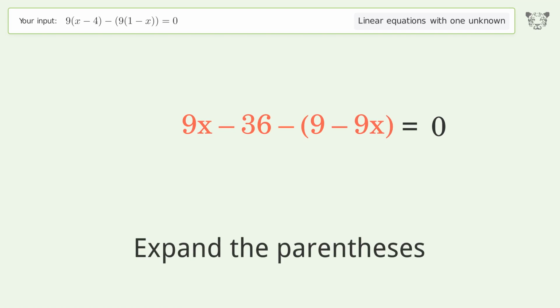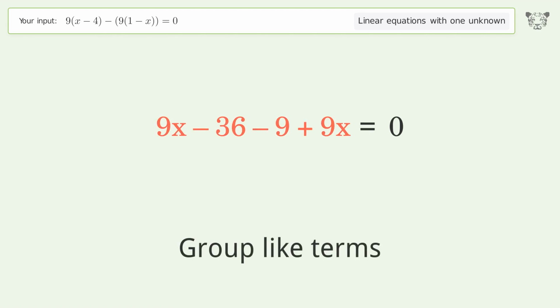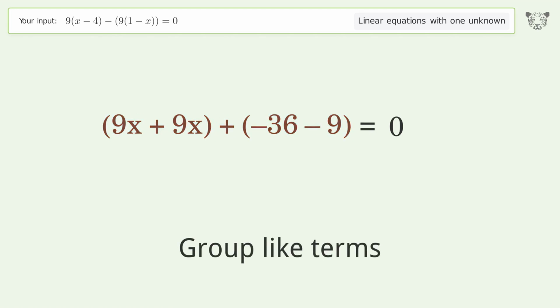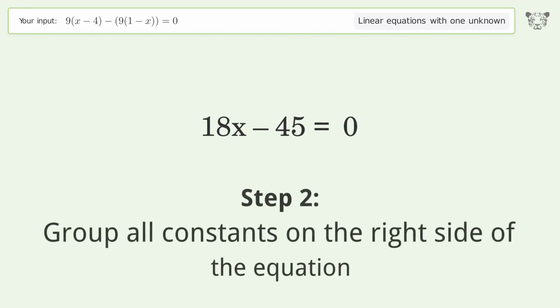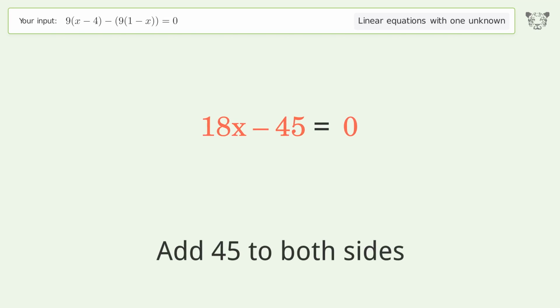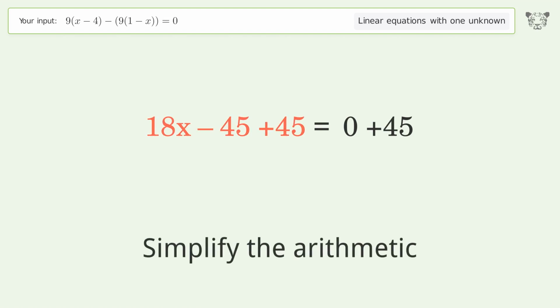Expand the parentheses. Group like terms. Simplify the arithmetic. Group all constants on the right side of the equation. Add 45 to both sides. Simplify the arithmetic.